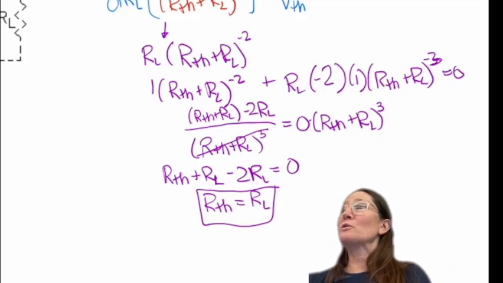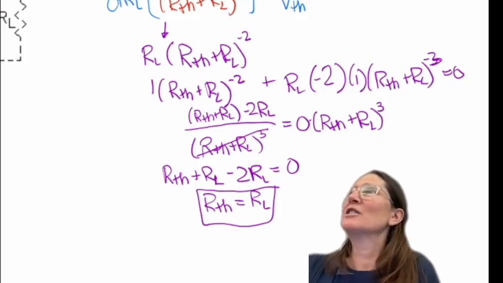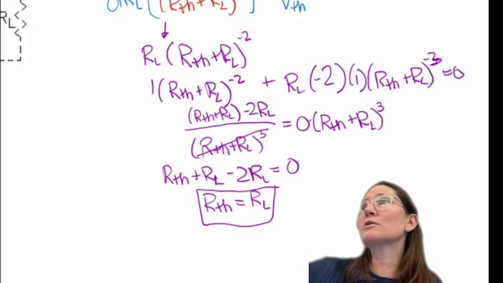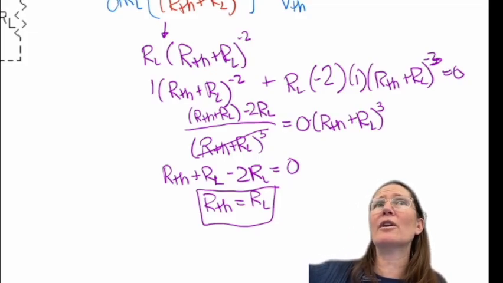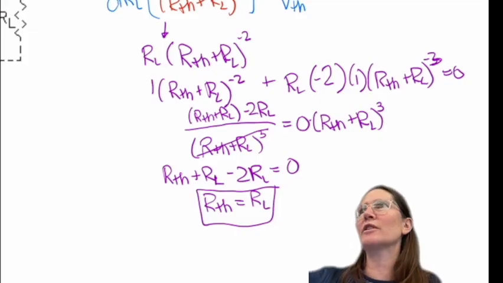So now you don't have to go through this derivation every time. You've already seen this derived. To find the maximum power, all I have to do is say that R load has to be equal, or as close as possible, to that RTH value.